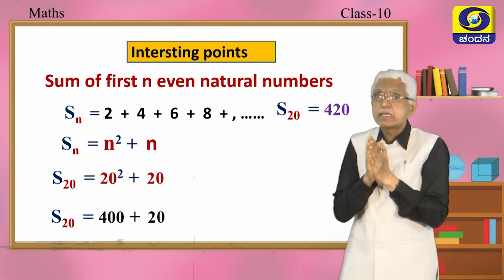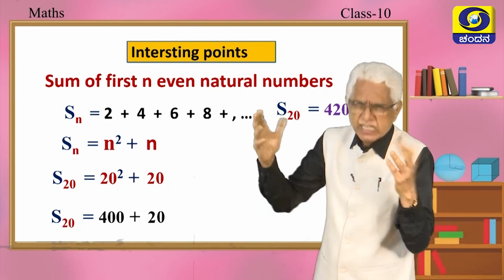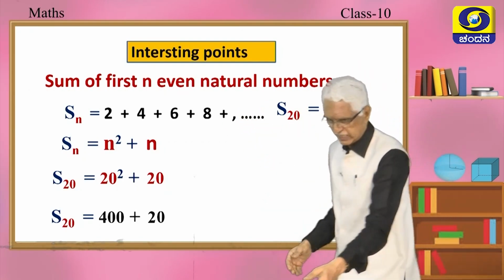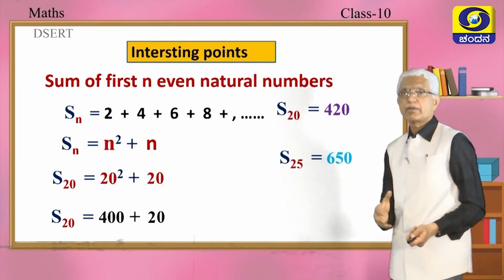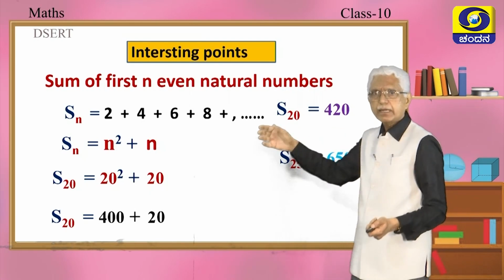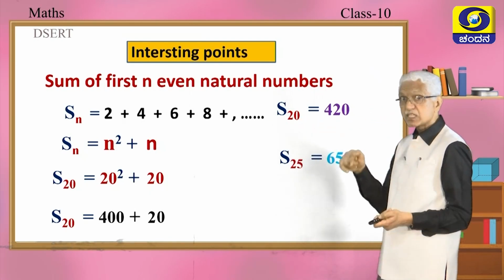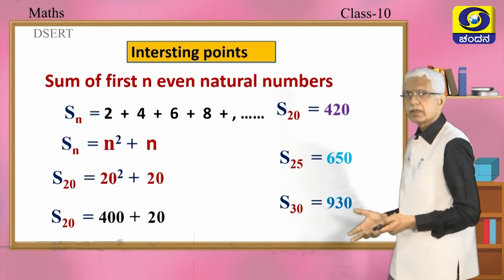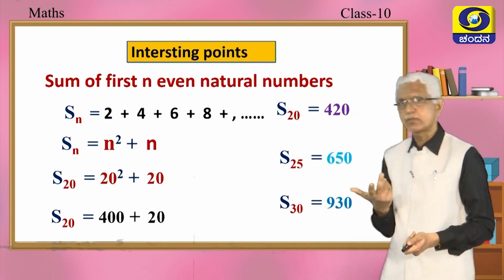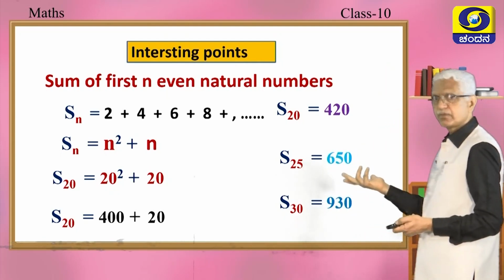Suppose I want you to find the sum of the first, say, 25 or 30, let us see, okay. Let us see, my dear children. You want to find the sum of the first 25, correct. n square plus n is the general formula, 25 square plus 25, correct. 25 square is how much? 625, plus 25 is 650.